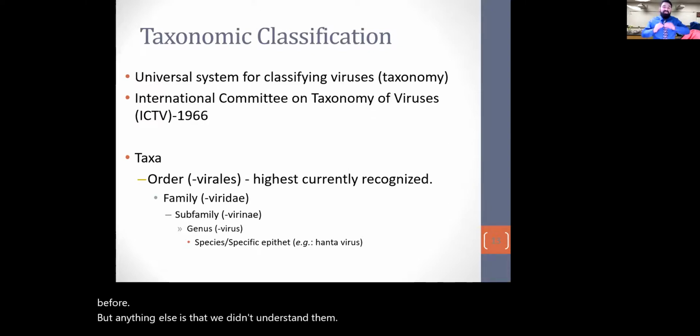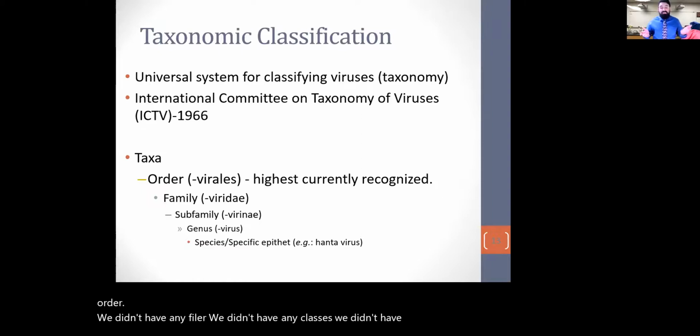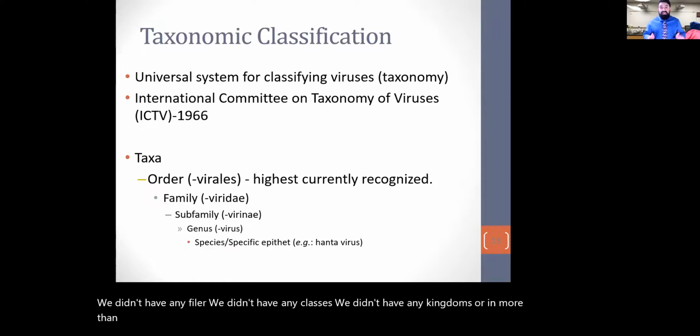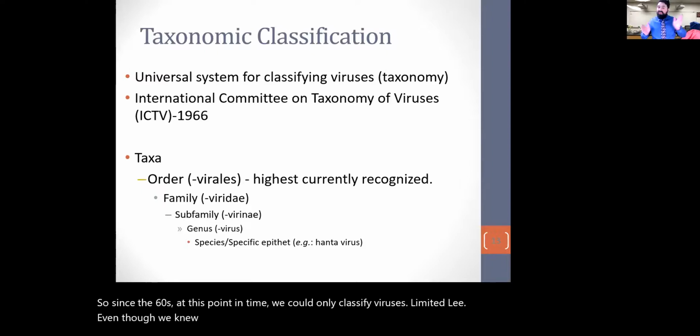And so we actually had a system of classification until recently that made it only as high as order. We didn't have any phyla, we didn't have any classes, we didn't have any kingdoms, and more than anything else, we didn't have a domain. Again, no life declared, so they didn't quite fit with everything else. So since the 60s, we could only classify viruses in a limited way. Even though we knew enough of them, we couldn't quite find out where they fit beyond that level of order.